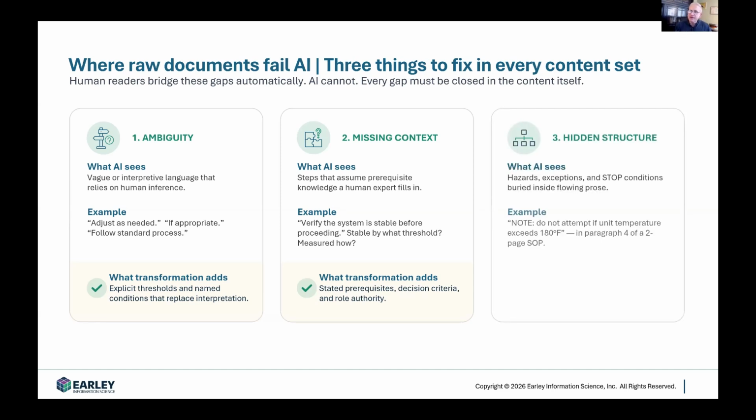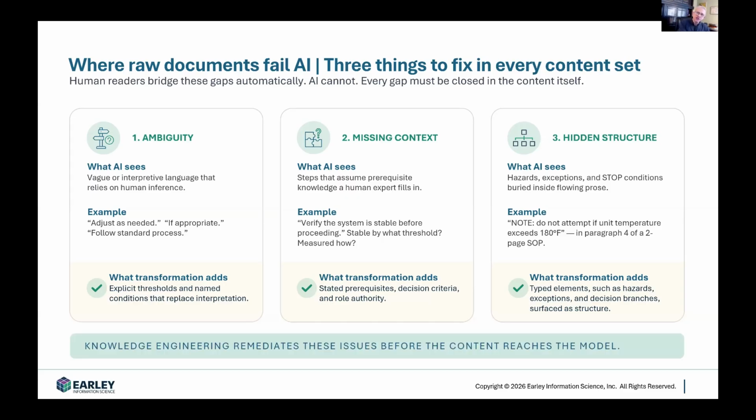And then again, we have things like problems where it says do not attempt this if the unit temperature exceeds 180. Well, that was buried in another procedure. It's hidden. Many times we need to have those typed as specific hazards, specific exceptions, specific decision branches, and those need to be surfaced as a structure. So knowledge engineering remediates the issues before the content reaches that model.